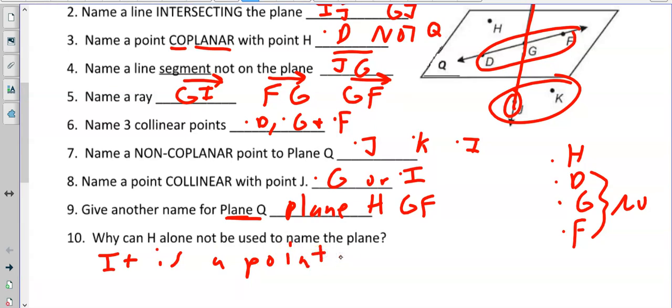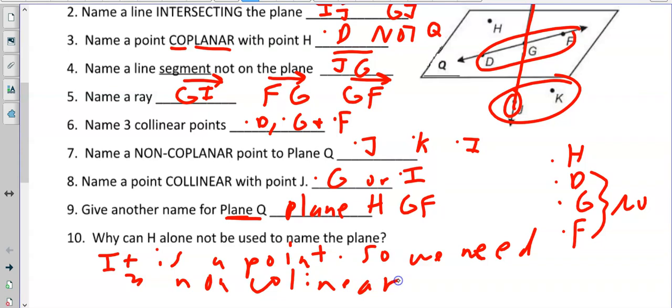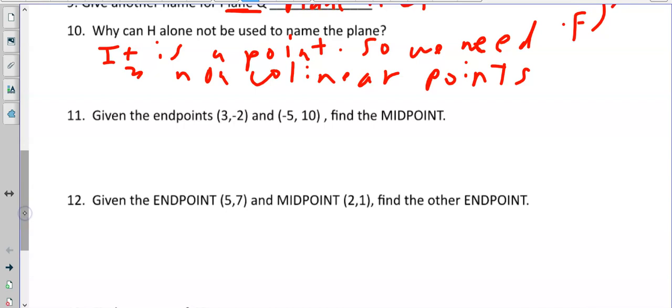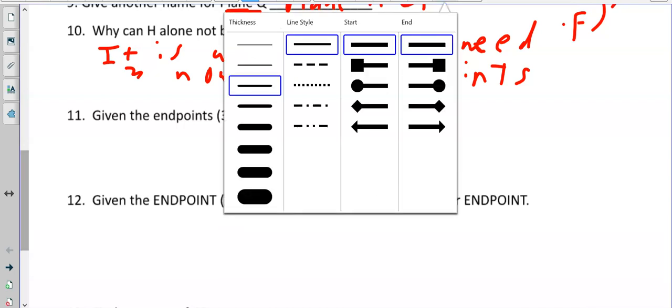All right? So, unlike Q, which is not a point, we can't just say plane H. So, we need three non-collinear points. Okay? If it was not a point, it was just a capital letter, we could call it plane H. But once we see that it is a point, we need three of them together to make the name of a plane.